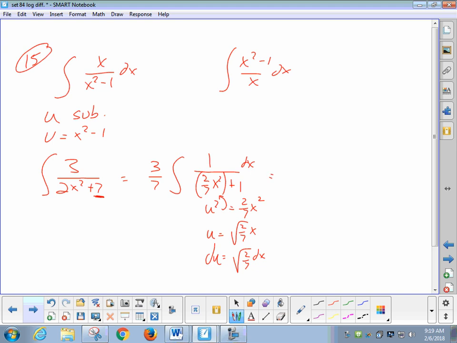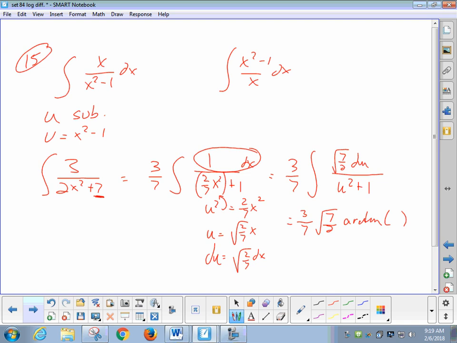So when I go to make my substitutions, the 3/7 is still there. Dx would become root 7/2 du, which I could pull out front if you like. It's a constant. Then I have my arctangent. So I'm looking at 3/7 root 7/2 arctangent of u, but then I go back and replace u with root 2/7 x. Make sense? That one's a bit of a mess. All right.